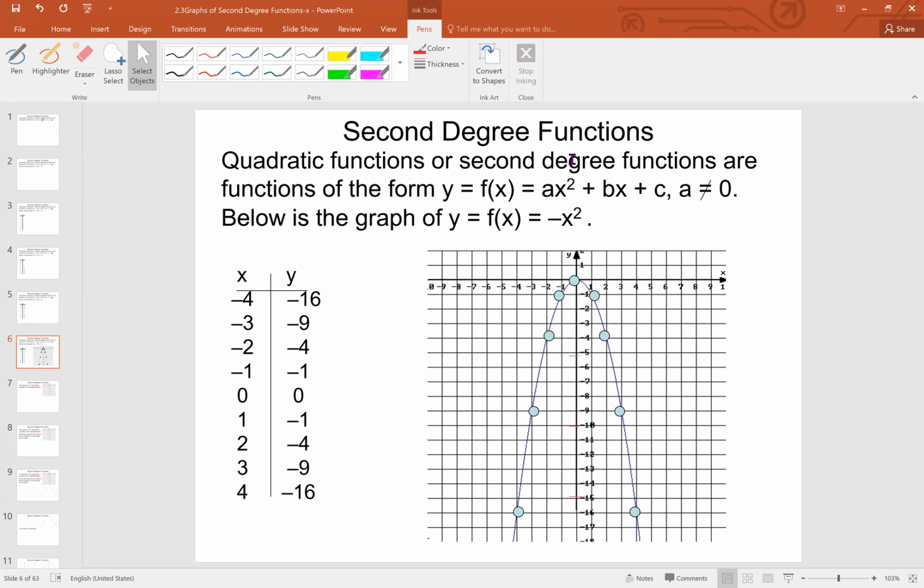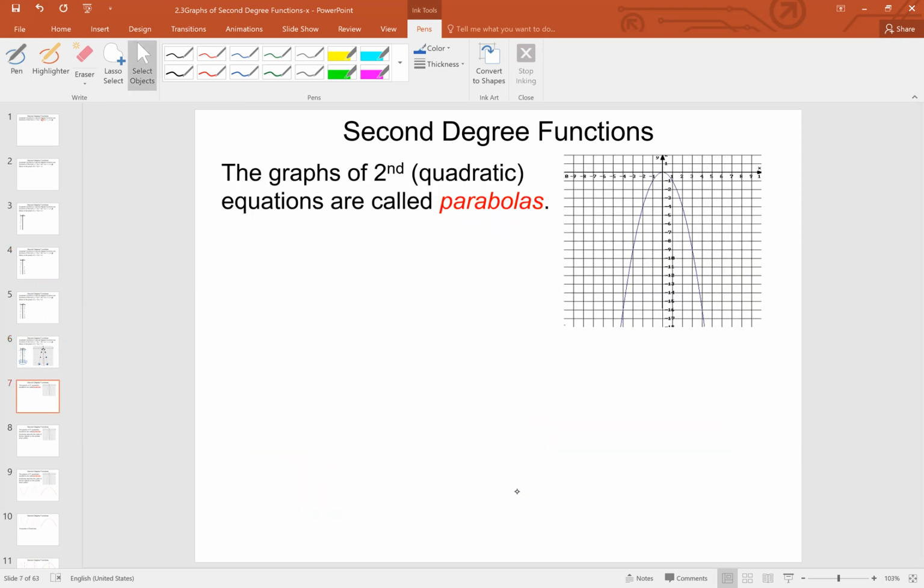So from the table, we get these points. 4, minus 16 is right here, 3, minus 9 is right here, and if I plot them, and finally -4, minus 16 right there. This is different from first degree, which we did last time. That's a straight line. The second degree is a curve, and these curves are called parabolas. So this is a typical parabola.